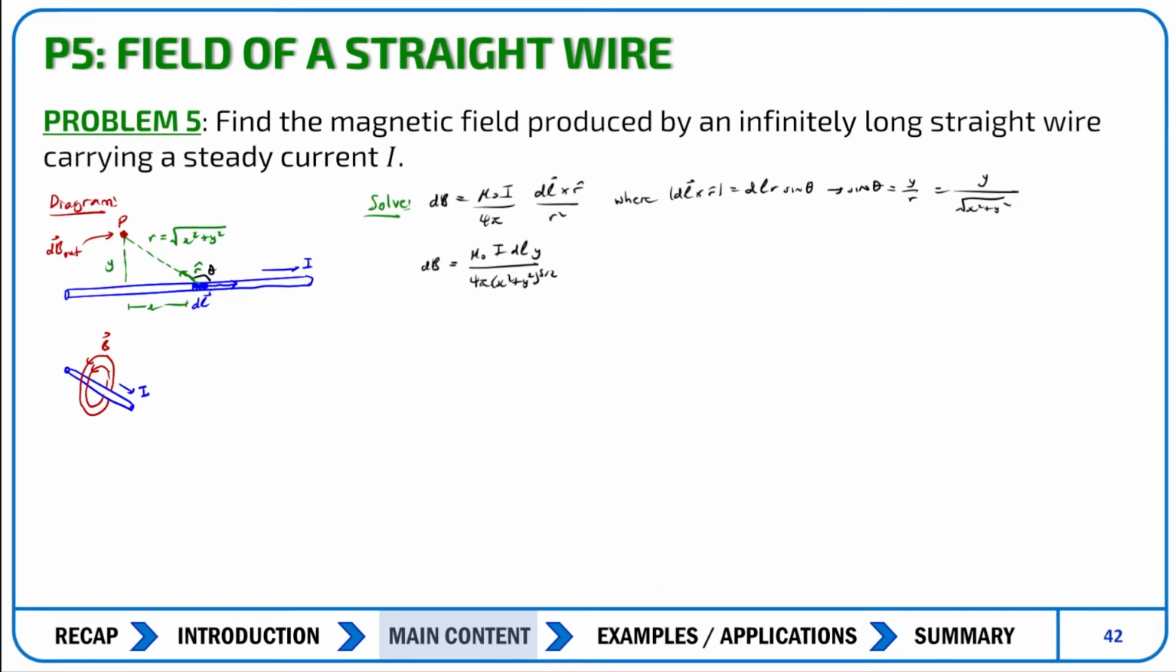We're going to factor out all the constants. These are all constants. It's only dl that changes. And I'm just going to double check to make sure that's correct. Oops, so a little bit too fast.